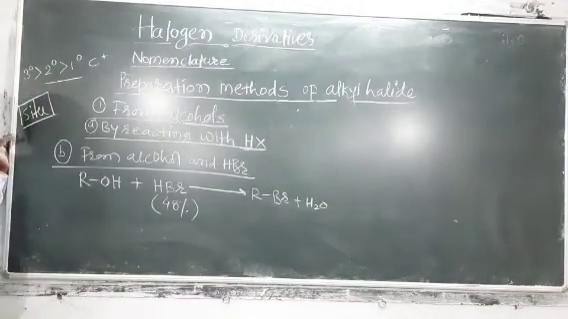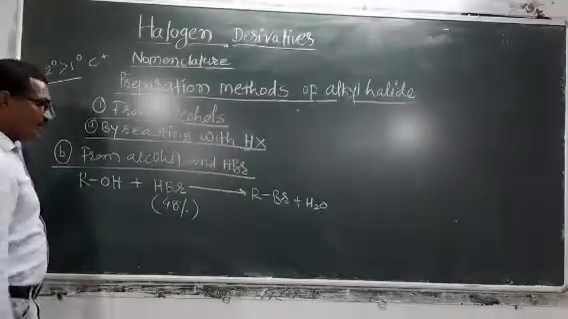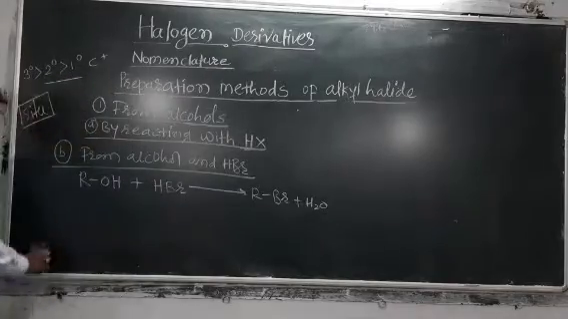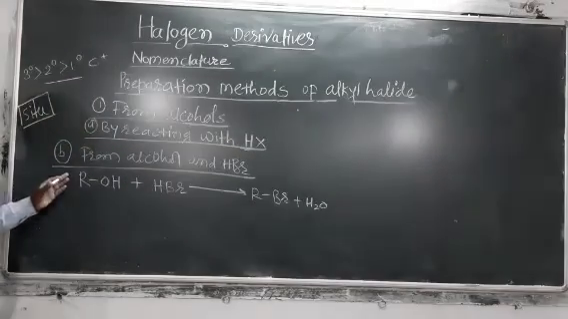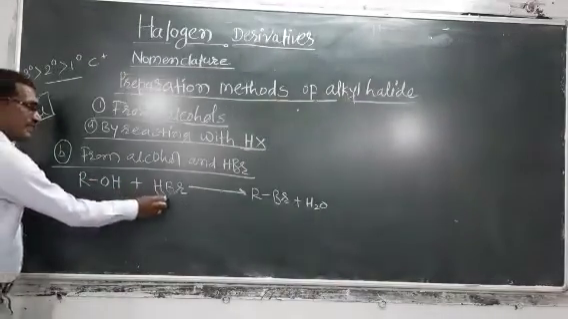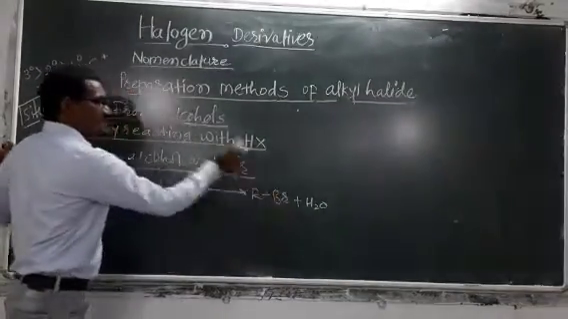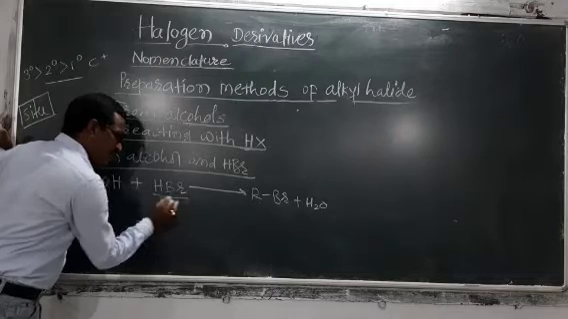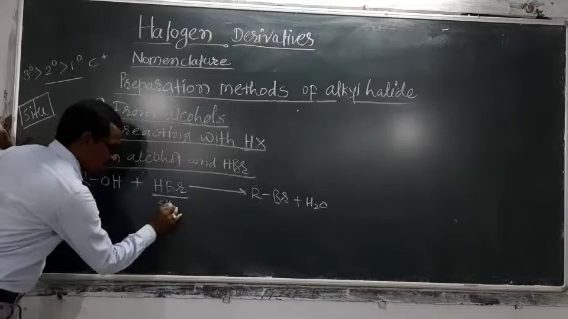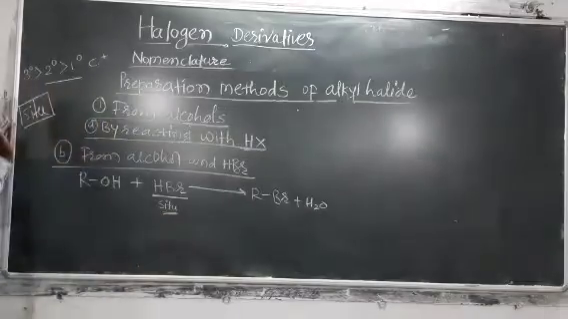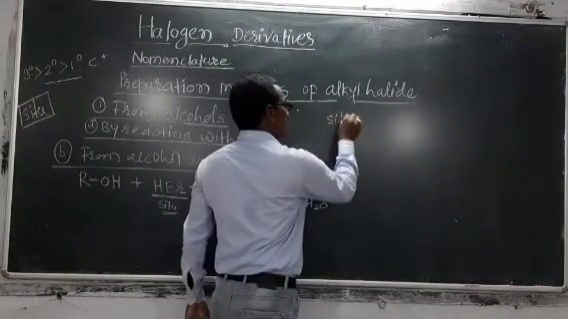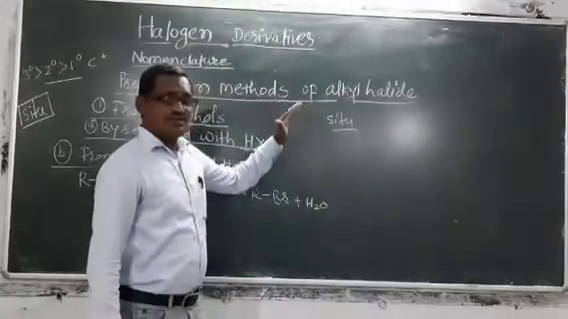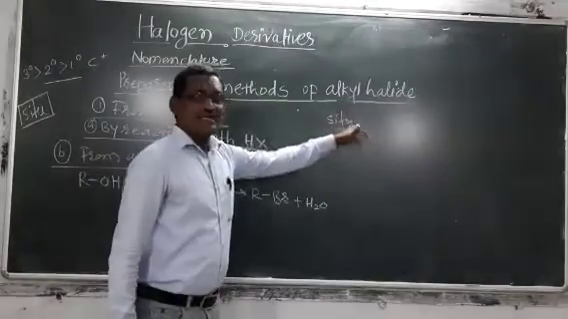OH will be substituted by Br. And another way: when mostly primary and secondary alcohol is reacted with HBr, it gives RBr, meaning alkyl bromide. But here is one thing, that we have to prepare this HBr in situ. Then what is this in situ? The pronunciation may be whatever, but we may call it in situ.